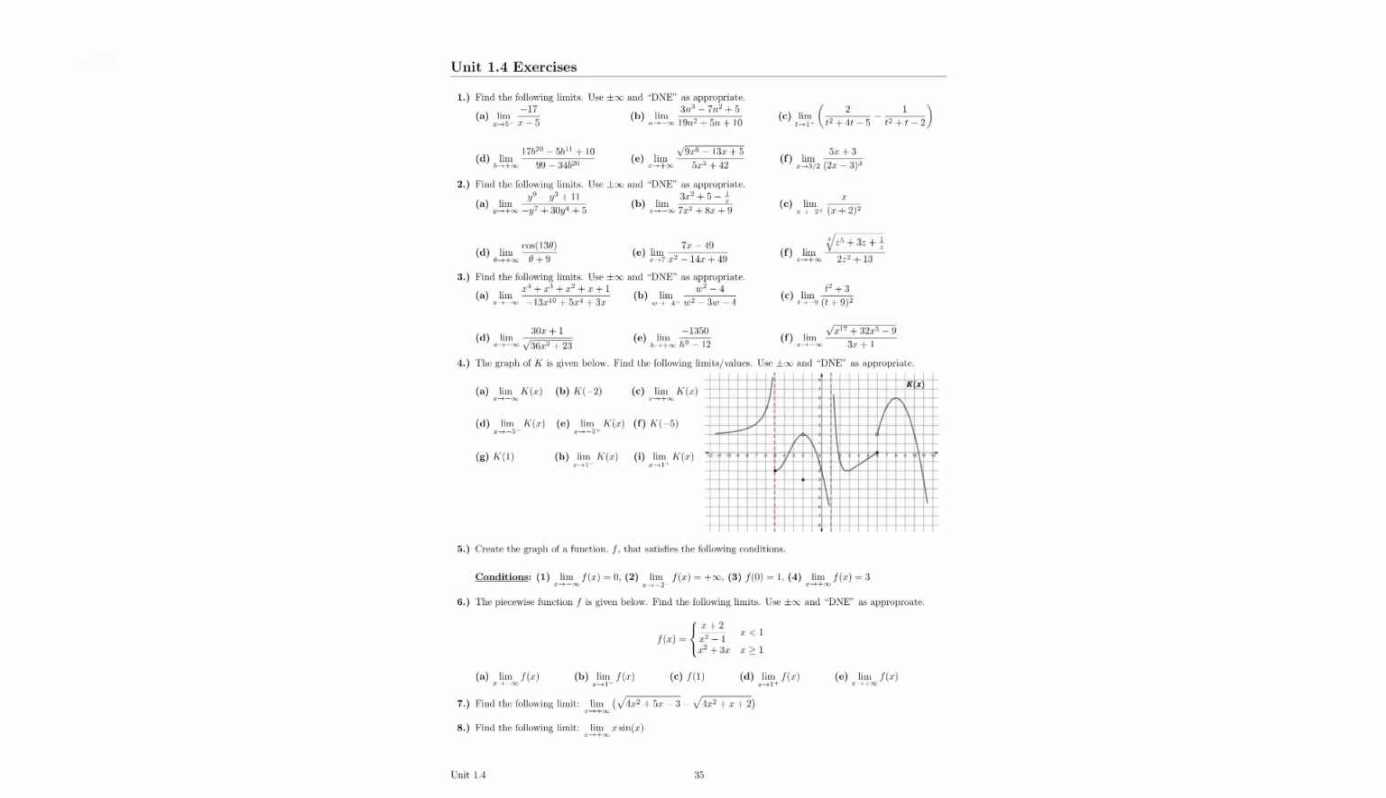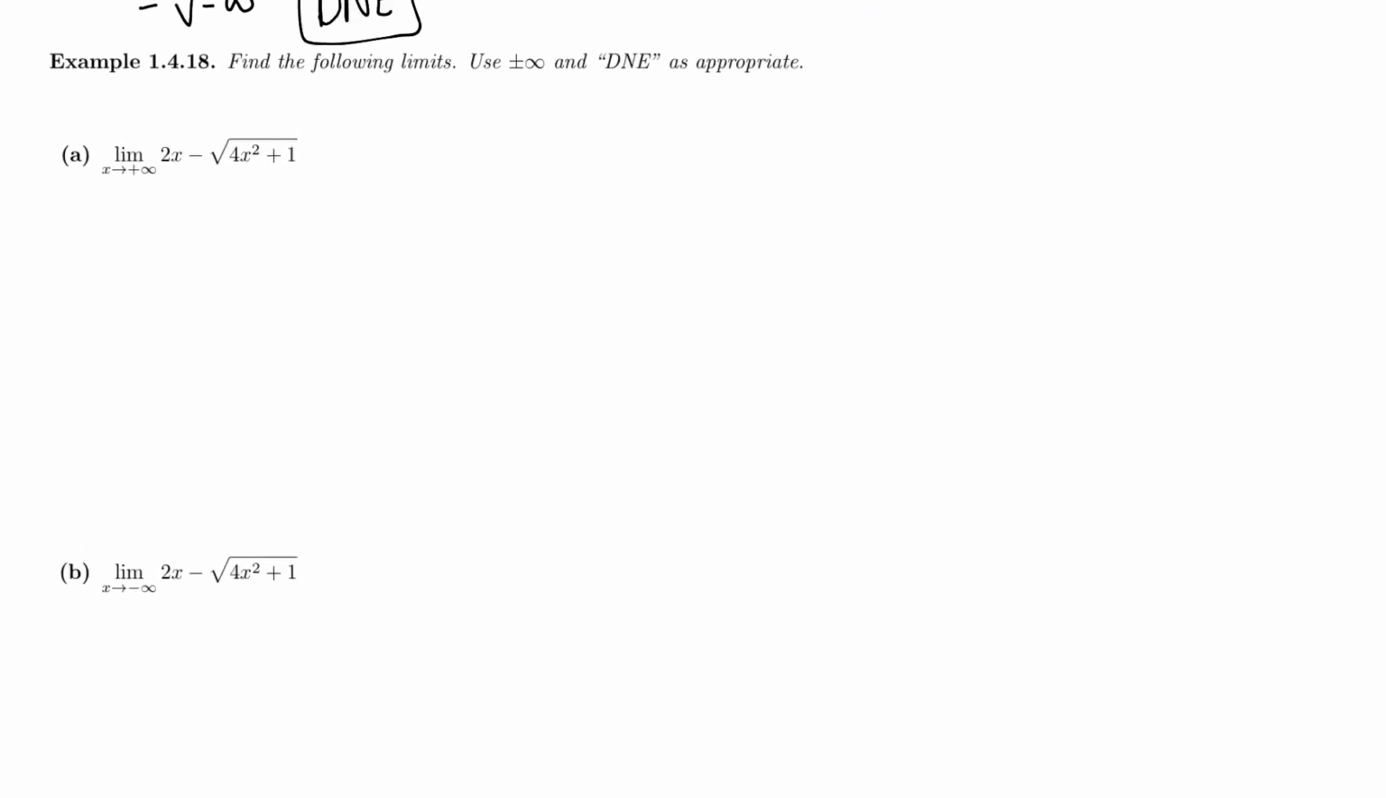We are almost done with this section, so just a few more problems. Let's look at this one here. We have the limit as x approaches infinity, and we have some kind of a mess going on here. If you did this, you're going to get 2 times infinity minus the square root of 4 times infinity squared plus 1. This is going to come out to be infinity minus infinity. And remember, when you get infinity minus infinity, you need to use a trick.